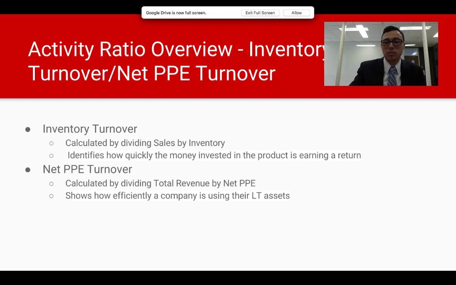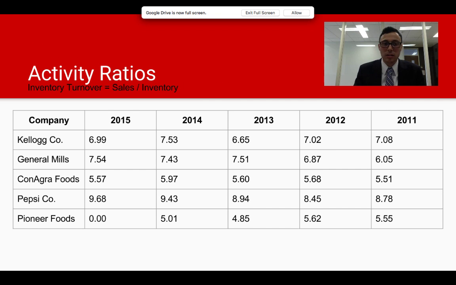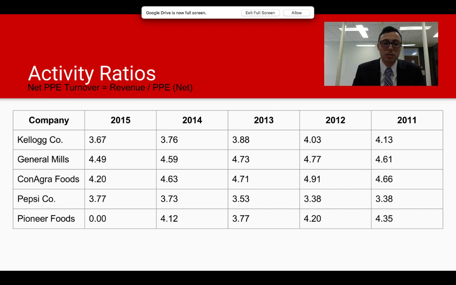That said, looking at Kellogg's, they have a lower inventory turnover ratio than their two major competitors, General Mills and PepsiCo, and a higher one than ConAgra Foods and Pioneer Foods, but this does not bode well for them. And then you look at net PP&E turnover, they're right around the same as all of their competitors. Some are slightly higher, but again, this is not necessarily a huge issue because the ratio can be somewhat misleading.